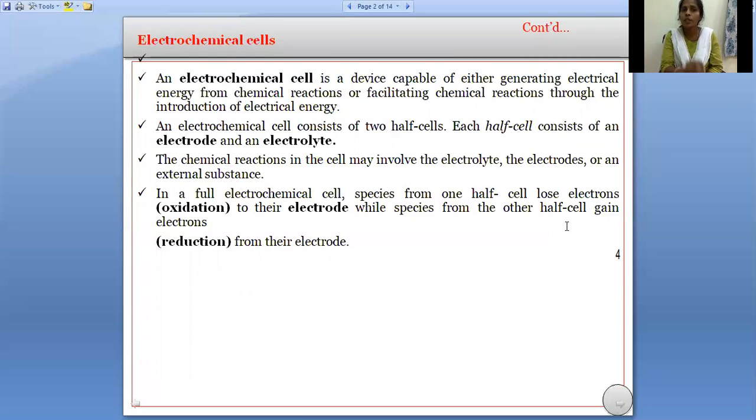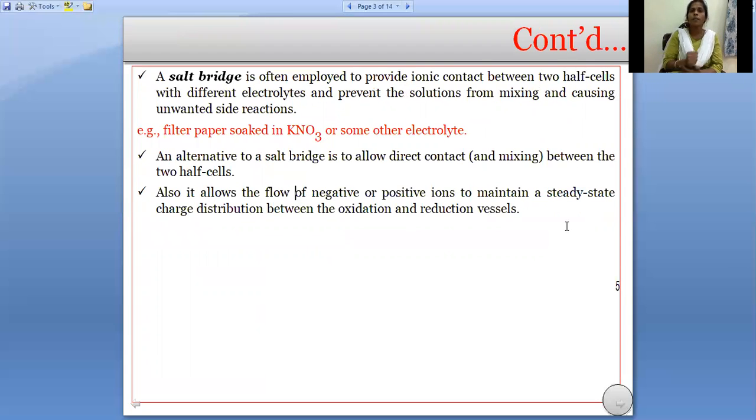So now what did you understand here? We have two types of cells: the electrolytic cell and the galvanic cell. In an electrolytic cell, electrical energy converts to chemical energy. In a galvanic cell, chemical energy converts to electrical energy. And the cell contains two half cells. One half cell undergoes oxidation, the other half cell undergoes reduction. Now let us see the next one.